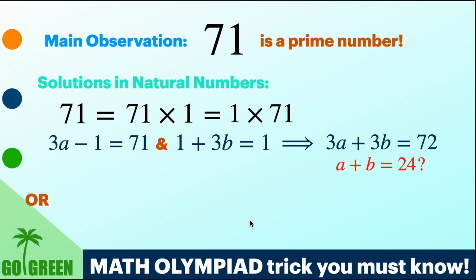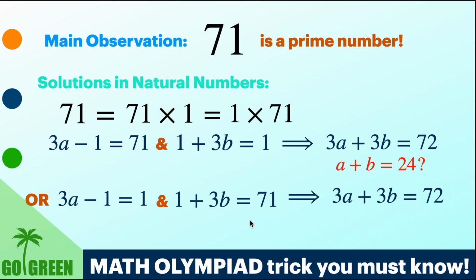Another case is 1 into 71. So 3a minus 1 will be 1 and the other factor, 1 plus 3b, must be 71. There is no other way. In this case also we see 3a plus 3b is 72, and again that gives the same, a plus b equals 24. Now the question is whether a plus b equals 24 is the answer. If you answer that a plus b is 24, then the answer is completely wrong. Why is that so? In the problem it was given that a, b are natural numbers satisfying that identity.